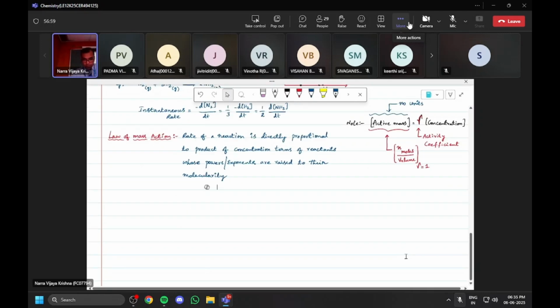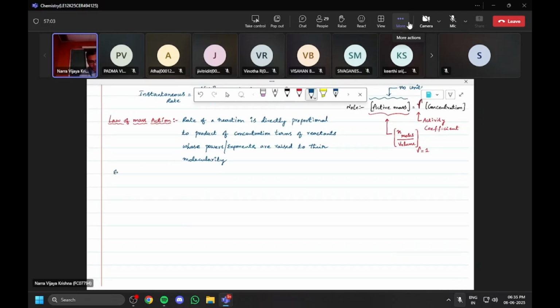For any reaction, I am taking one example. If I consider a reaction in this way, a moles of A plus b moles of B gives rise to products. If this is the reaction. Now, according to law of mass action, what is rate of reaction now? Rate of reaction is proportional to, I need to multiply concentration terms of reactants. So concentration term of reactant A, I am writing like this. Reactant B, I am writing like this. And their exponents are raised to their molecularity. So power a, A power a, B power b, right?